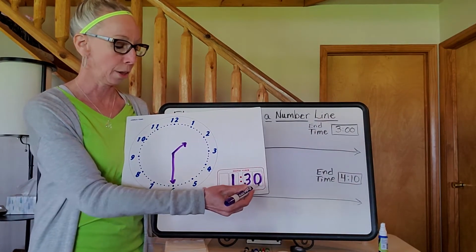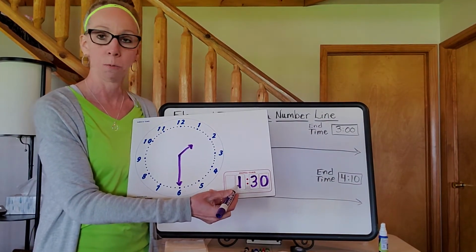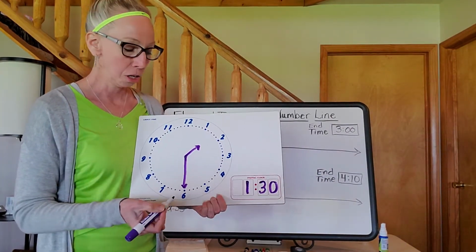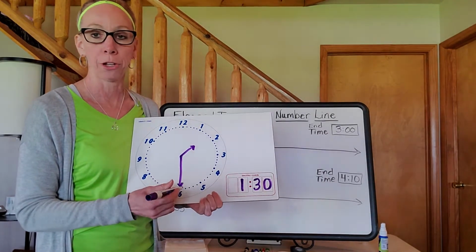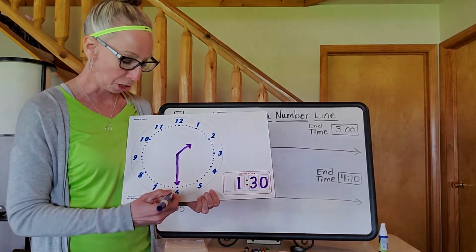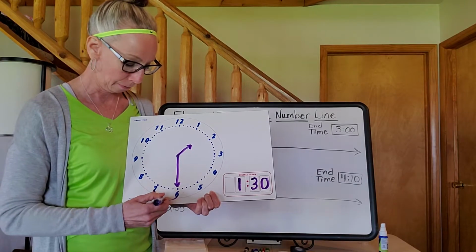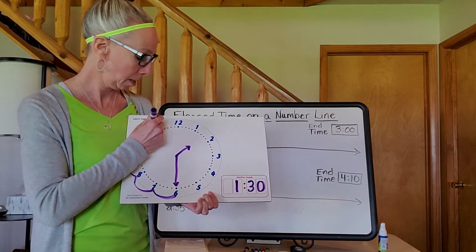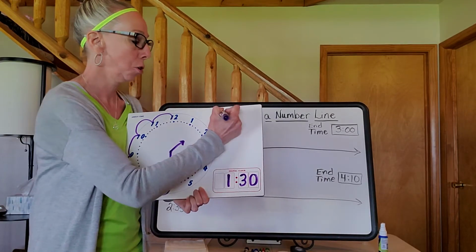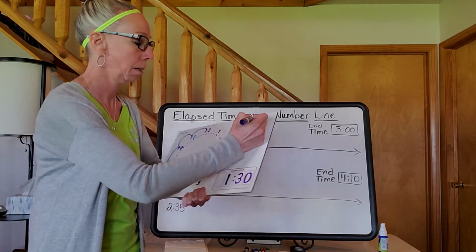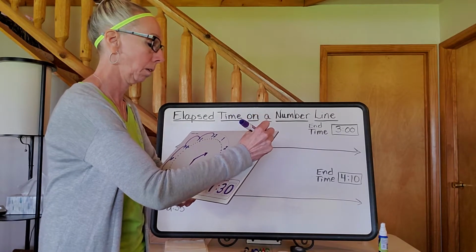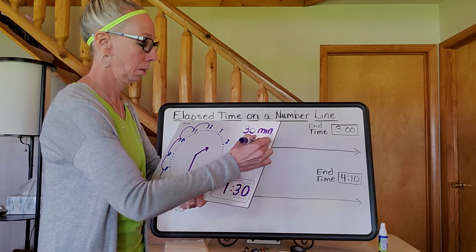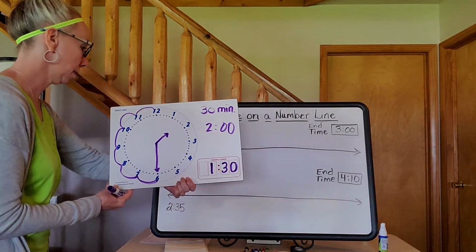So if it's 1:30, if we add 1 to the 1, 1 plus 1 is 2. So we want to get to 2 o'clock. So we're going to count by 5s from 1:30 until we get to 2 o'clock. So starting at the 6, we're going to go 5, 10, 15, 20, 25, 30. So we went 30 minutes and we arrived at 2 o'clock. Okay, so that's what we did using this little board.